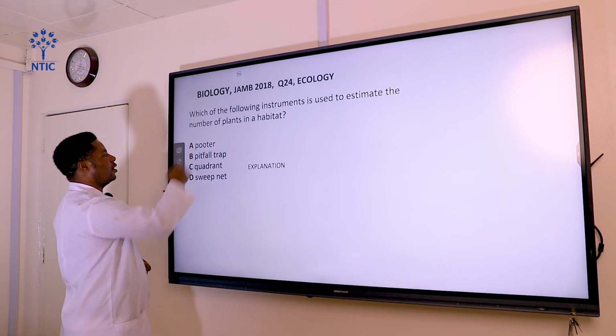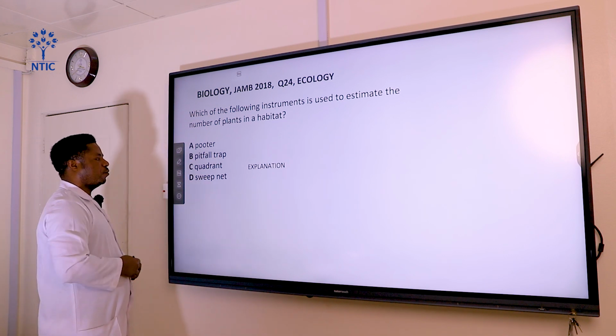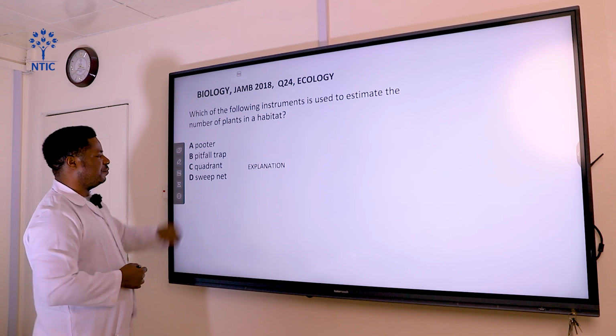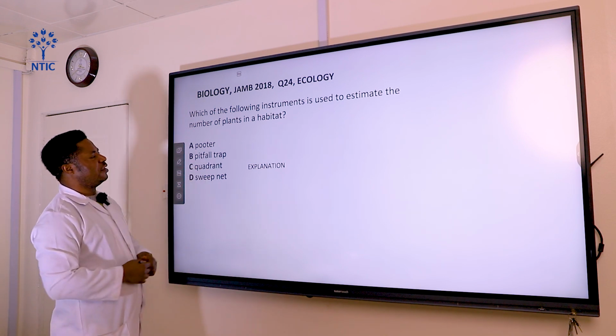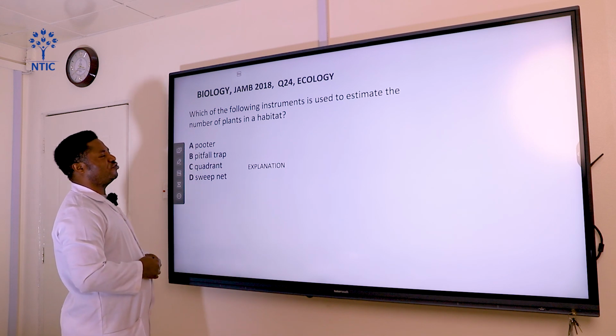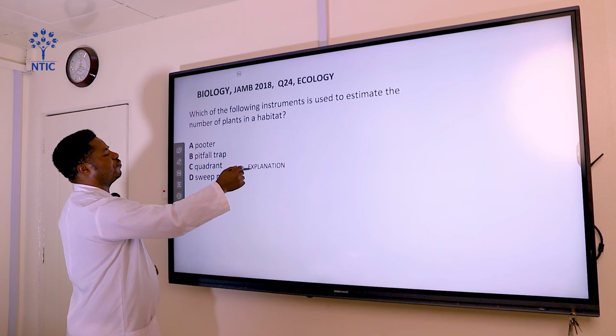We have the putter, we have the pitfall trap, we have the quadrants, and we have the sweep nets. Now, the quadrant is actually the correct instrument used to estimate the population size of plant species.